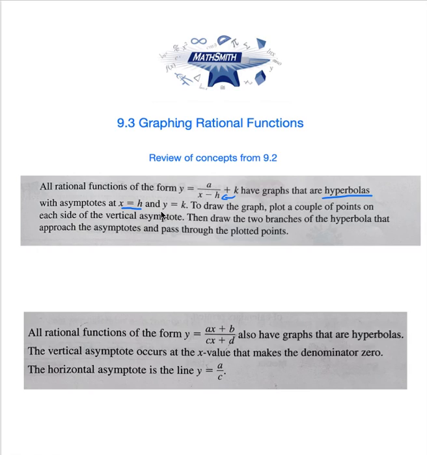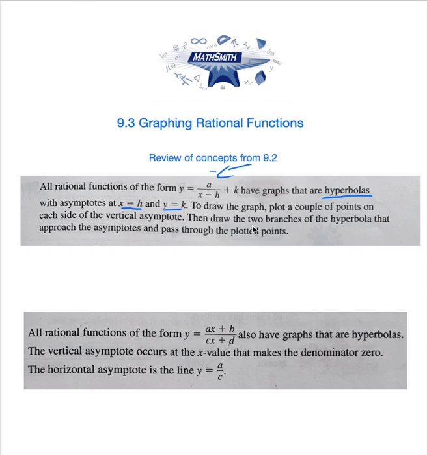And then you also have a horizontal asymptote at y equals k. Why is that? Well, as x gets really, really big, what's going to happen to this overall fraction? Well, it gets really, really small. So then y is going to equal 0 plus k, which is what your line's going to approach. So the horizontal asymptote ends up being y equals k. All right, now, that was for this form of function.